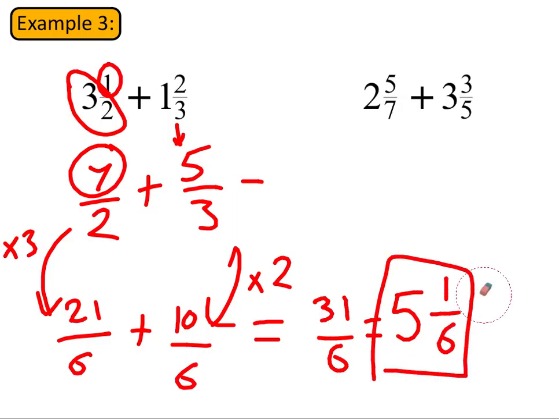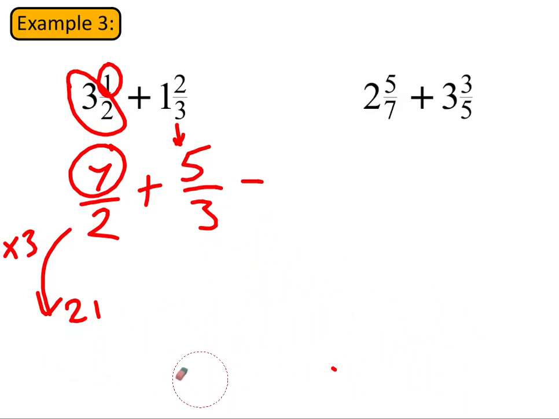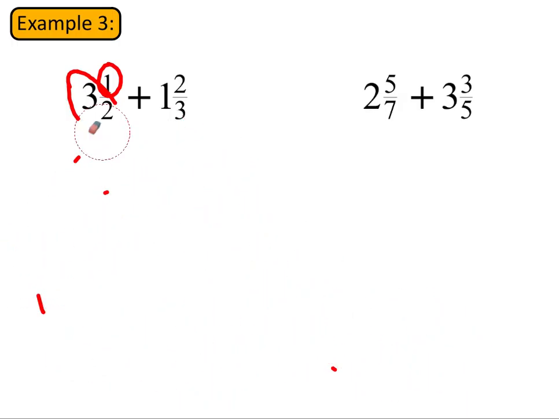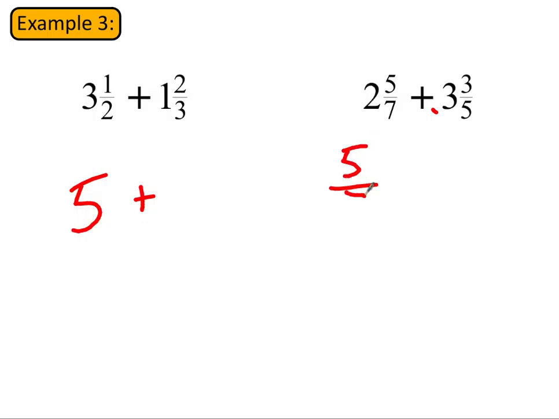Now in the second example, I'm going to use a slightly different method which can save some time if you wish to do this one, because we can do this in stages. So what we could do is actually take the whole numbers out of the question. So add them together and straight away we know we've got 5. And we'll come back to that 5 in a minute. Now then we can just add the 2 fractions together. So we can just work out 5/7 plus 3/5.